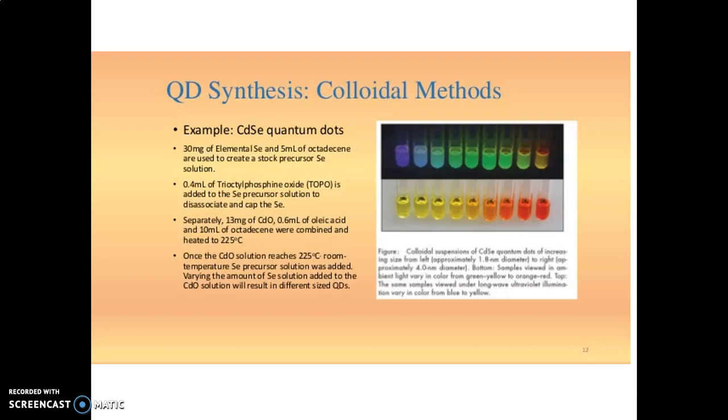Separately, 13 milligram of cadmium oxide, CdO, 0.6 ml of oleic acid and 10 milligram of octadecane are combined and the temperature of 225 degrees Celsius is used. Once the cadmium oxide solution reaches 225 degrees, the room temperature selenium precursor solution is added. Varying the amount of selenium solution added will result in different quantum dots being developed. That means cadmium selenium quantum dots are developed.